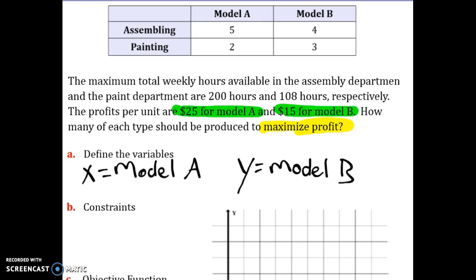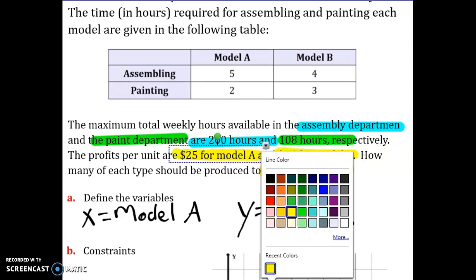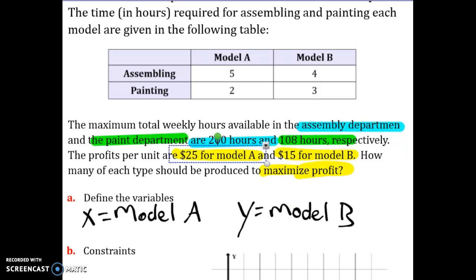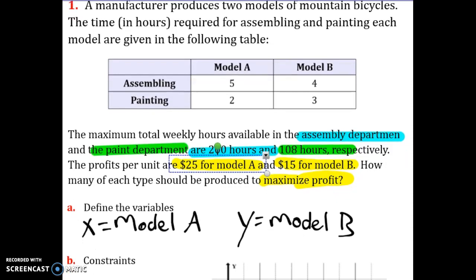Excellent. All right, so now let's take a look at some other key pieces of information. The paint department and assembly department are each limited on the amount of time they can spend. So we have the assembly department, 200 hours, and then the paint department at 108 hours. Let me change the color of these just for consistency's sake. If I look above in this table, I can start figuring out and building my equations.